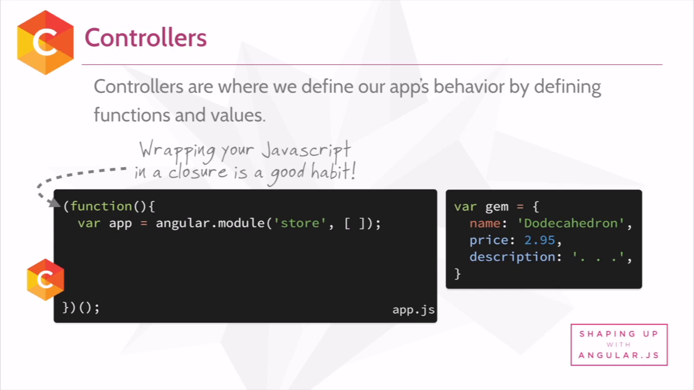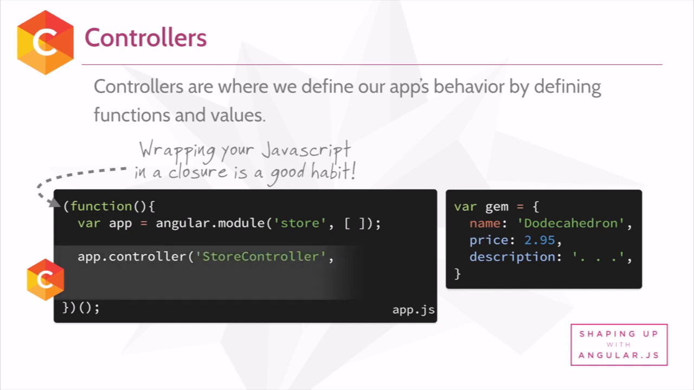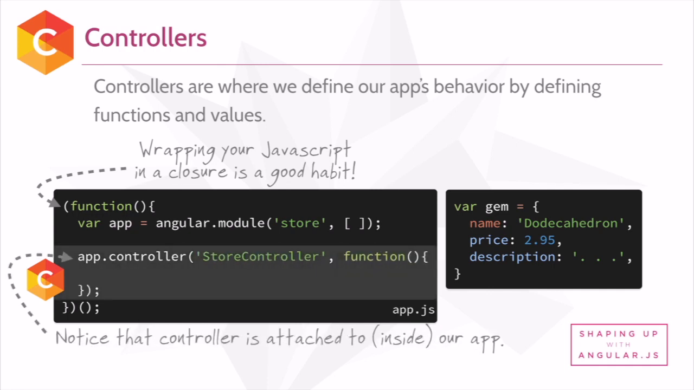Then we'll specify the name of our controller, in this case, StoreController. It's important that this is in capital case, and we always use the word Controller. The second parameter that we pass in is an anonymous function. The code in here is what will be executed when our StoreController is called.